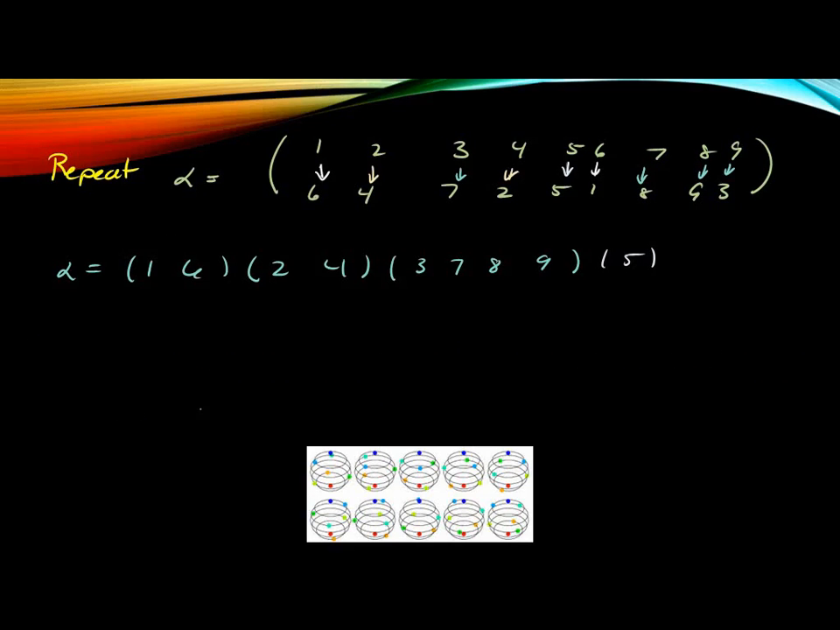I copied and pasted, so you don't have to copy from the previous board, but I can keep going. If I look at 3, 3 goes to 7, 7 goes to 8, 8 goes to 9, and 9 goes back to 3. So I have this cycle right here, right? That's a 4-cycle. And then 5 went to 5, so it's a loner by itself. This is what I mean by factoring a permutation. You're taking the original permutation and writing it into pieces.